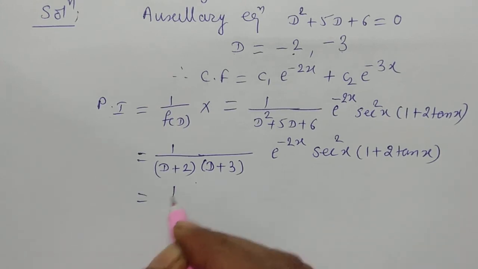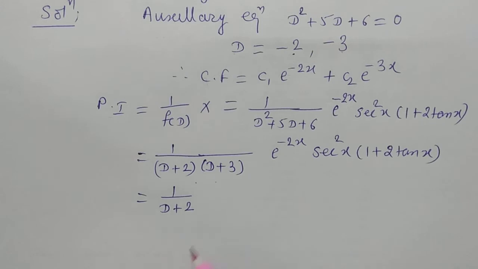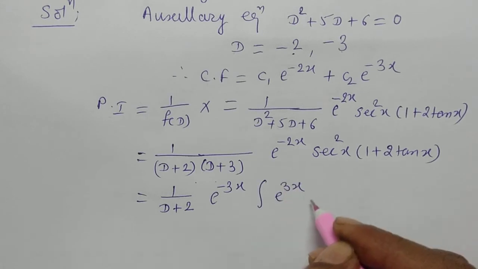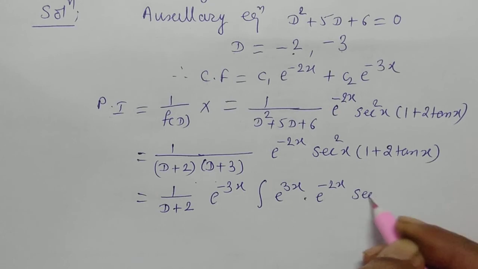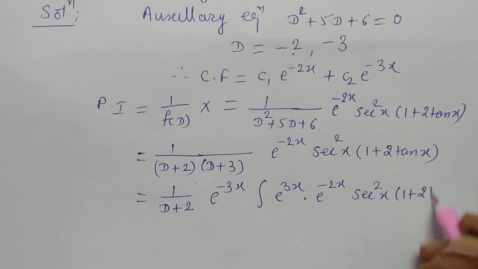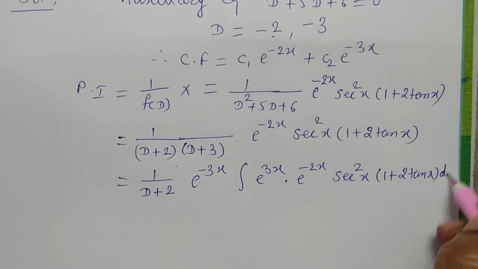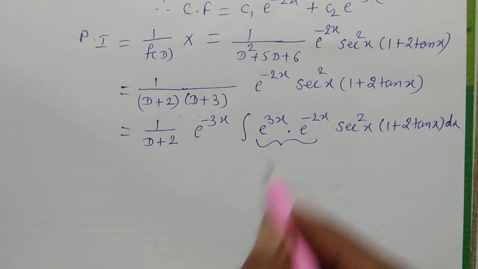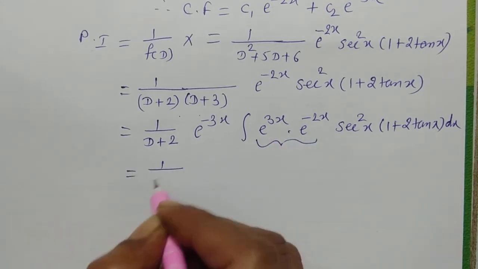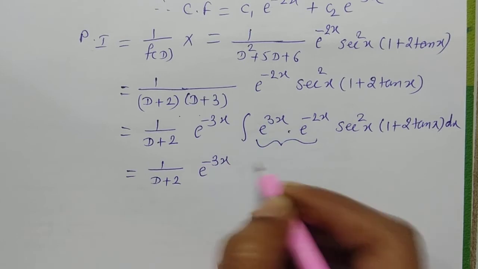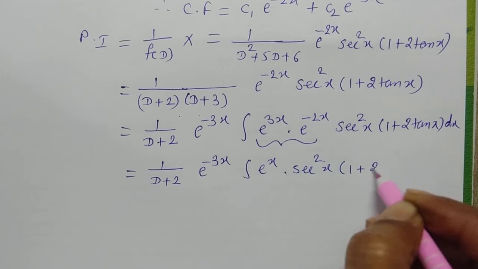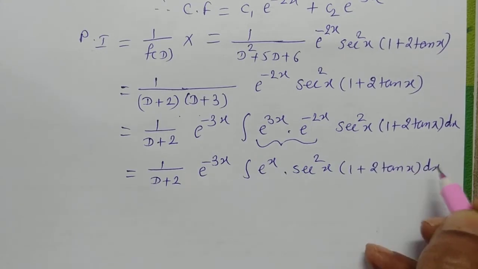So we will operate first this D plus 3, with D plus 2 as it is. Since it is plus 3, we have to write e raised to -3x. In the integral we will write e raised to plus 3x into the function e raised to -2x sec squared x into 1 plus 2 tan x dx, isn't it? Now this e raised to -3x into e raised to plus 3x into e raised to -2x gives e raised to plus x. So we have e raised to x into sec squared x into 1 plus 2 tan x dx, isn't it?